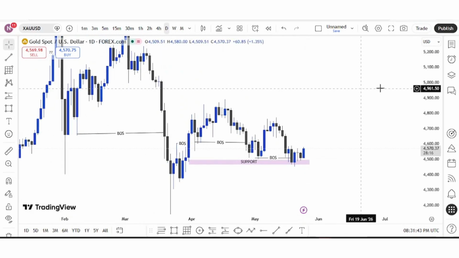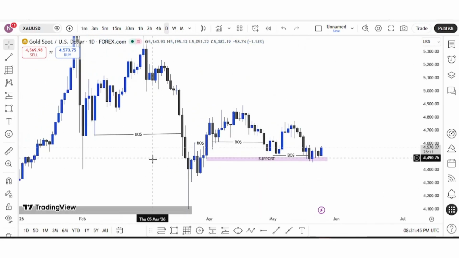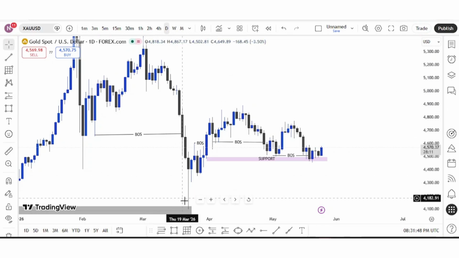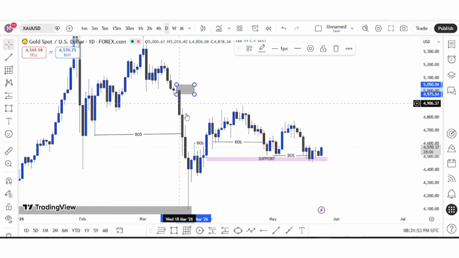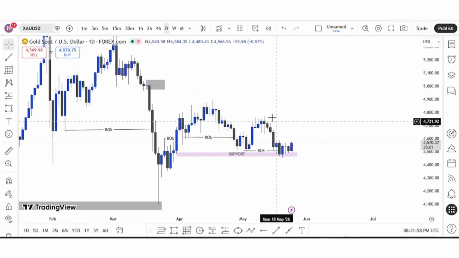Remember, we still have these supply zones here that caused this break of structure unmitigated. We still have this level here unmitigated. So we are anticipating price to come back to this level. But then let's pay attention to what is happening around this area.